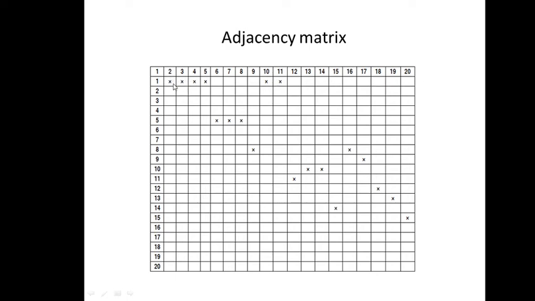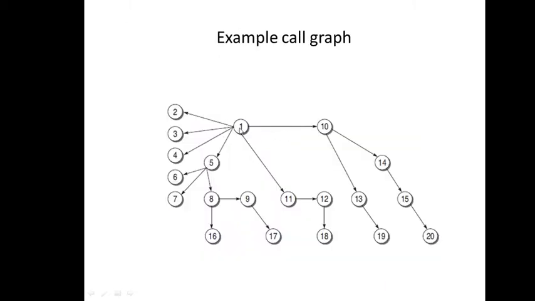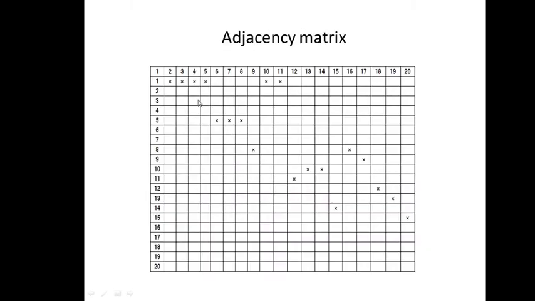Now we have to mark which has a direct relationship. Say one module invokes a second module. Let's see from this example. 1 invokes or calls 2, 3, 4 and 5 directly, along with 10 and 11. So directly, it calls 2, 3, 4, 5, 10 and 11. So we mark a cross here.